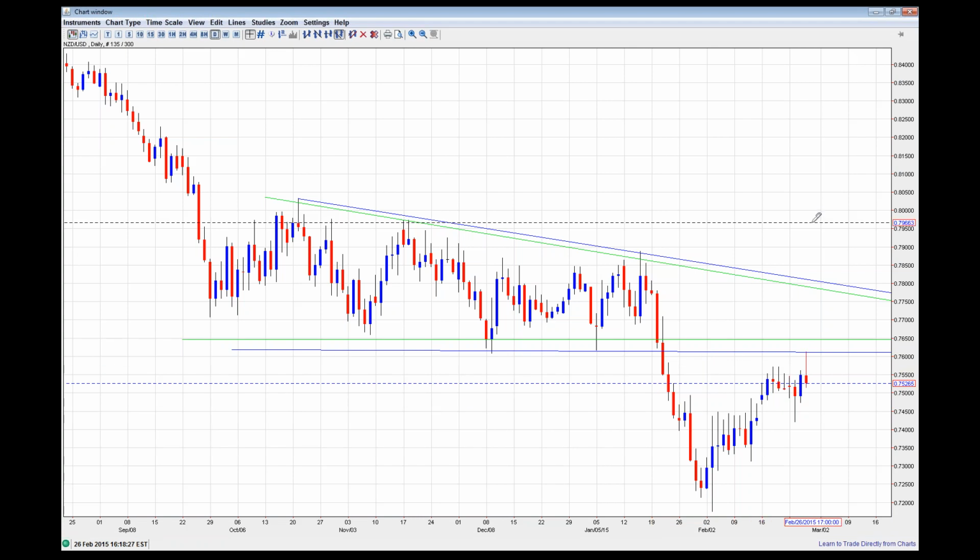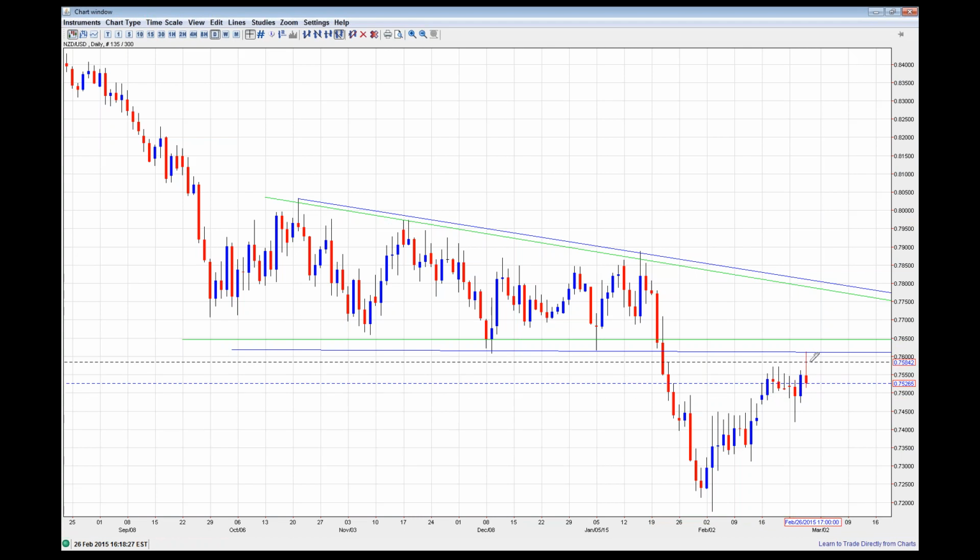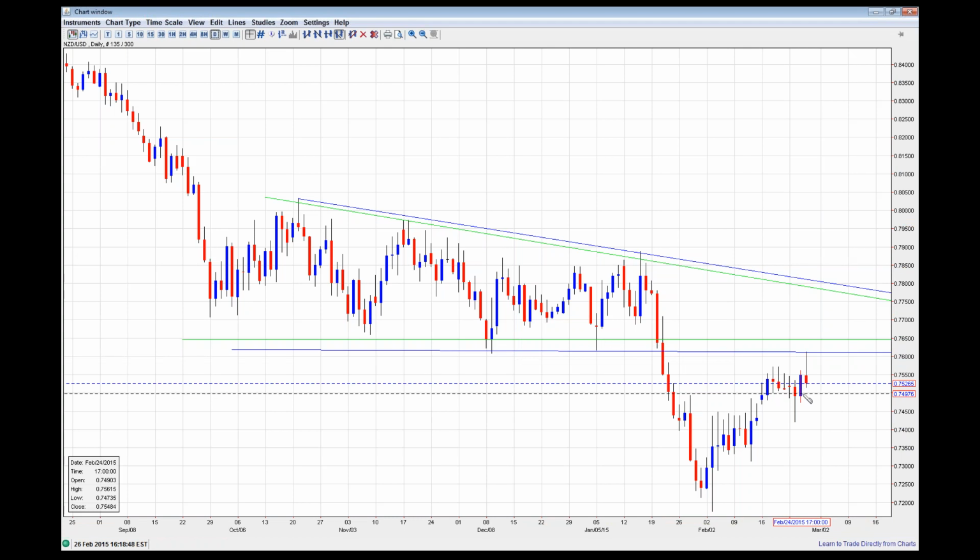Many of you have heard me say this so many times in Cyber Group. Well, that's exactly what happened today. It touched pretty much exactly that level, just above 0.76 to the US dollar, peaked its head above there, and just couldn't close above, and then fell back below. So that's very interesting to see this happening, but not surprising.